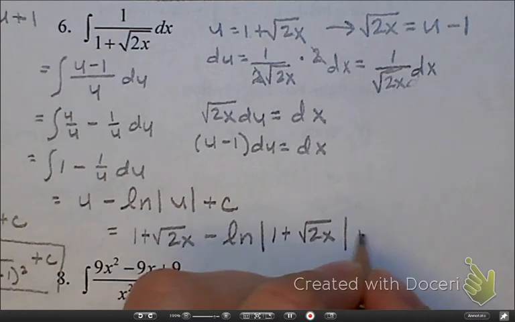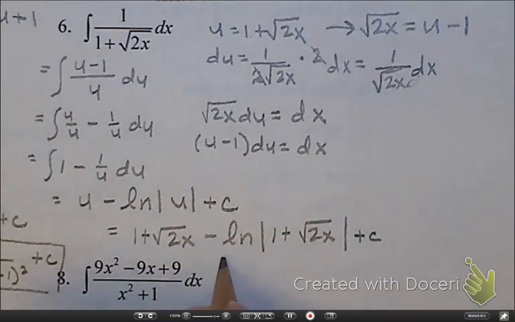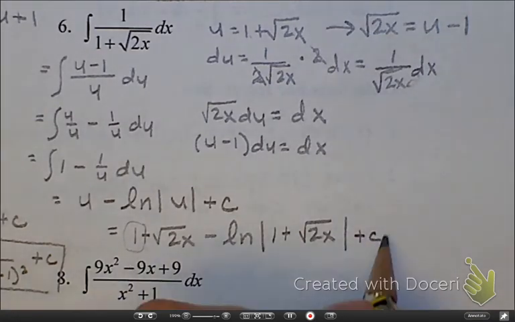plus c. And then a lot of times what the AP Calculus, because technically this is a correct answer, but the AP Calculus exam and tests in this chapter recognize that 1 is a constant, so they just combine it with this constant over here.